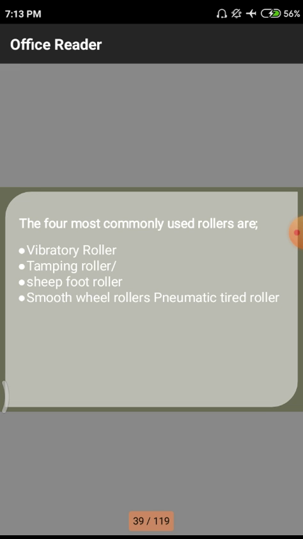Next one, we have the sheep foot roller. That means the roller has some irregular intervals of spacing, using some foot-like material. After that, we have some pictorial representations. In those pictorial representations, I have mentioned a few images. By seeing those images, we get a clear idea of what the vibratory roller, tamping roller, sheep foot roller, and smooth wheel or pneumatic tire roller are. All those we have mentioned there.